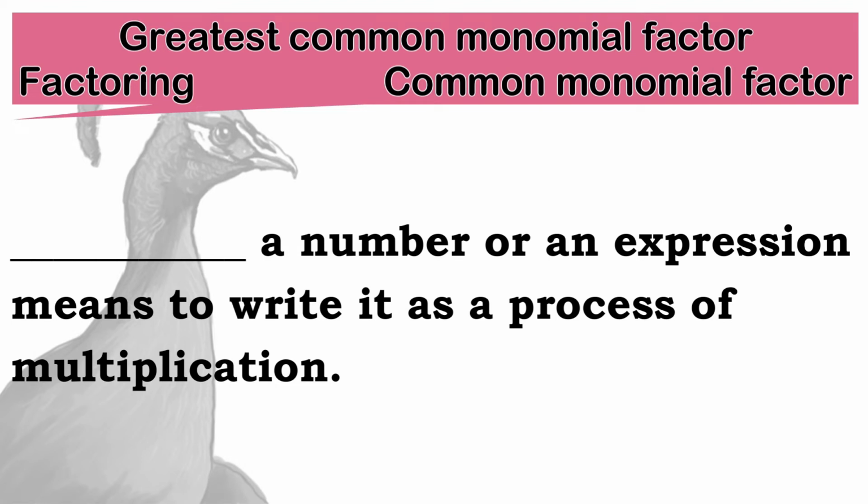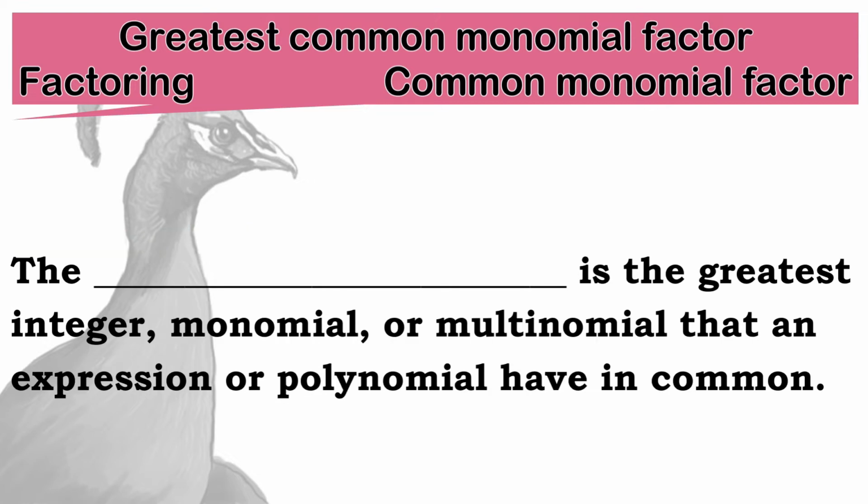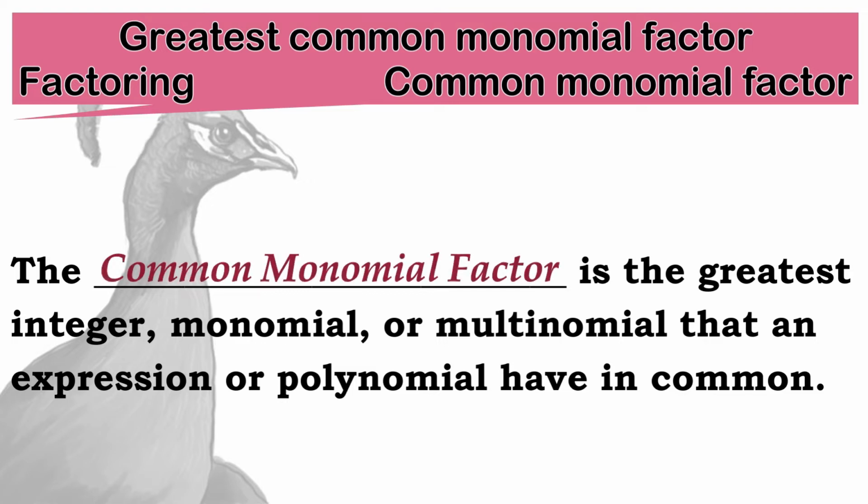Correct! Factoring a number or an expression means to write it as a process of multiplication. The blank is the greatest integer, monomial, or multinomial that an expression or polynomial have in common. You got it right! The common monomial factor is the greatest integer, monomial, or multinomial that an expression or polynomial have in common.